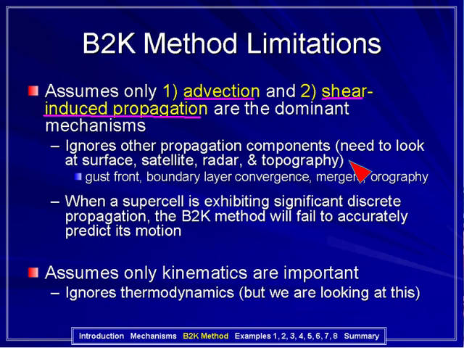Another thing to note is that if you have a supercell that's showing a lot of discrete propagation, the B2K method won't be as accurate in those kinds of situations. And as a final note, the B2K method only looks at wind information. We don't take into account the thermodynamics such as the CAPE, the LCL height, or the precipitable water. Now, model studies have shown that these can be very important in modulating storm motion, but based on our observational database, we really haven't been able to come up with a relationship for this as of yet.